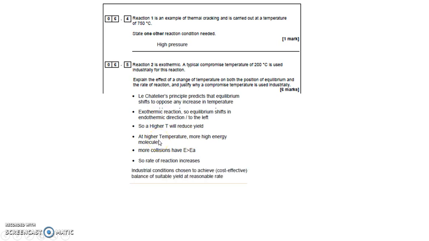So what actually happens in industry, you use something called a compromise temperature, a temperature that's somewhere in the middle, so that the equilibrium isn't shifted completely to the left and you end up with a low yield. You have a high enough temperature so that you've got a reasonable rate, but not too high a temperature so that the equilibrium shifts too far to the left.